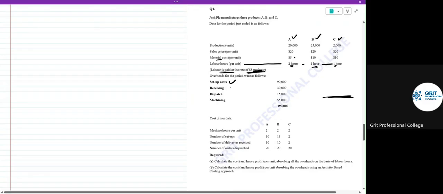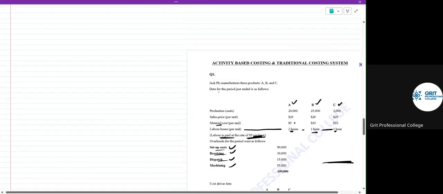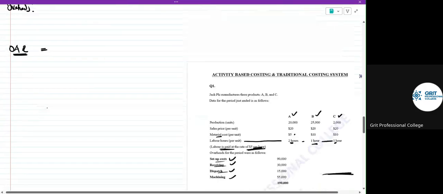So these are the various cost centers. Thankfully for us, we just need to calculate what we call the blanket OAR. We don't have to calculate an OAR for setup, an OAR for receiving, or dispatch. We just need to calculate one. So in absorbing our overheads, we compute the OAR, the overhead absorption rate. And what is the formula? Someone should help me. What will be the formula?